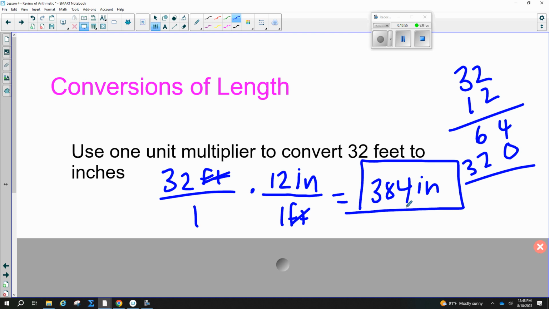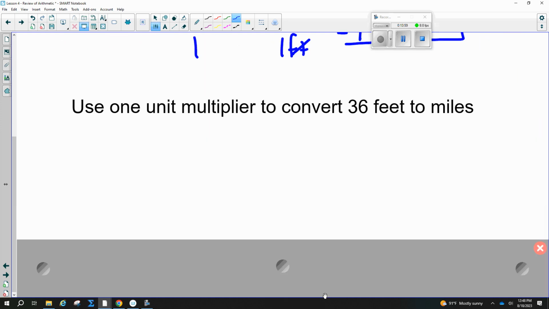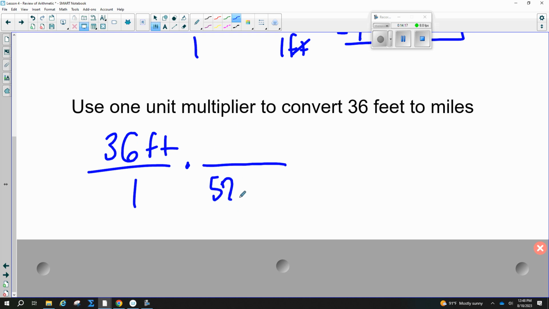Use 1 unit multiplier to convert 36 feet to miles. All right, so I have 36 feet over 1. 2 miles. Okay, so you have to memorize how many feet are in a mile. How many feet are in a mile? All right, does that go on the top or the bottom? Yeah, because it's feet, and the feet goes on the bottom. So 5280 feet in 1 mile.